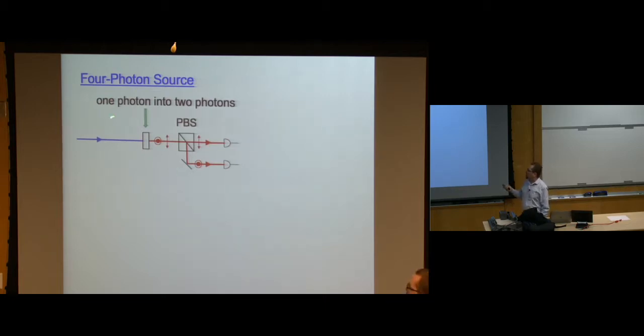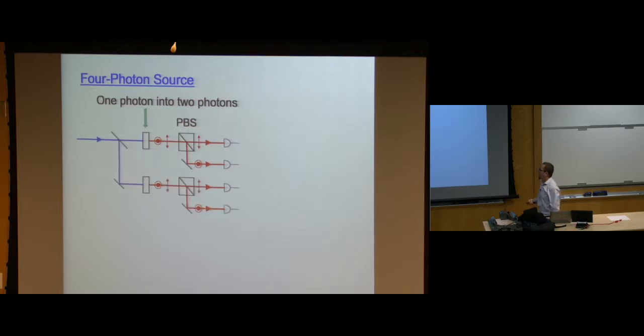So we'll start with this source, again spontaneous parametric down conversion. We make 2 photons. This is a slightly different source. Rather than separating them by their momenta, we're going to separate them by their polarization. The 2 photons have orthogonal polarizations, and I can just split them on a polarizing beam splitter. If you want 4 photons, you just do it twice.